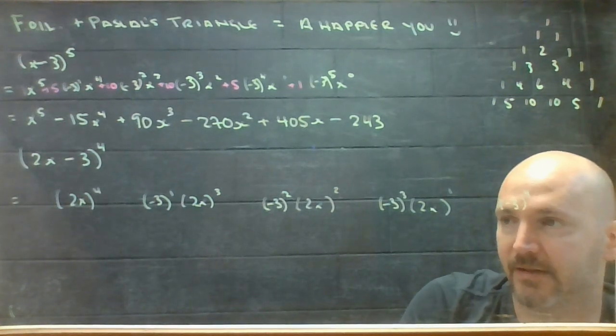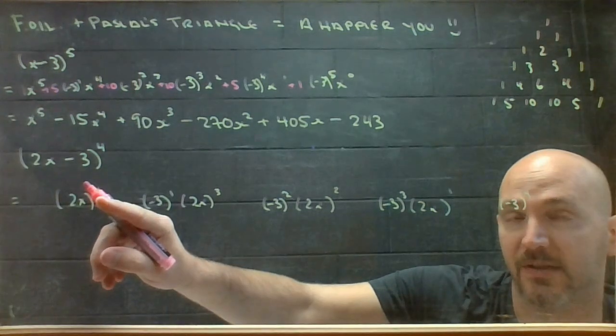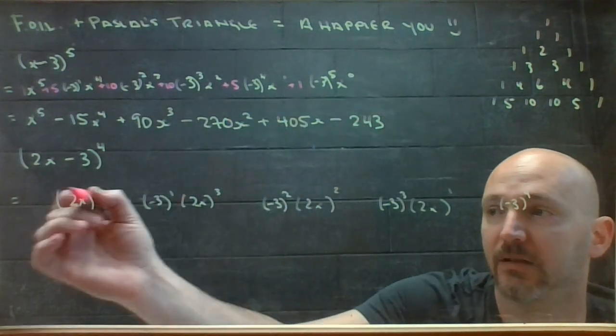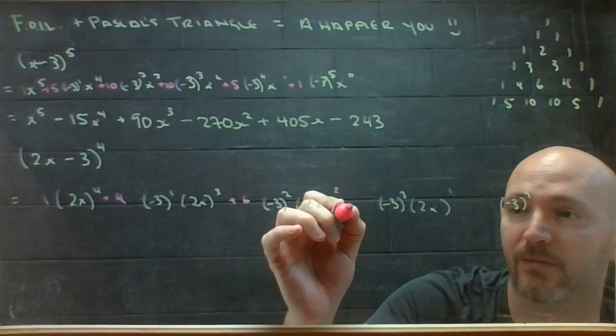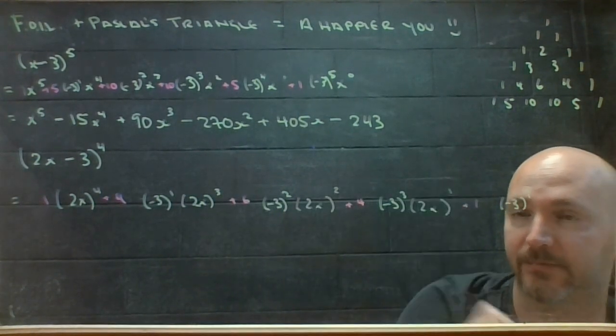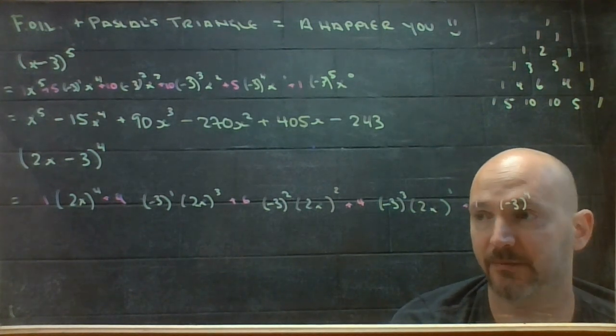And to that mess, I'm going to have to add my Pascal triangle numbers. So I need the row that starts with a 4. That's here. 1 and 4 and 6 and 4 and 1. Oh, we just got some mess to clean up.